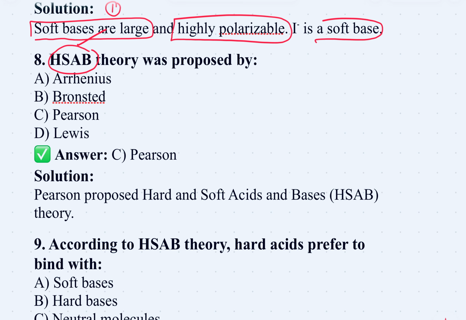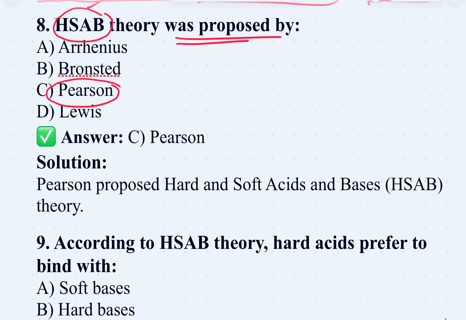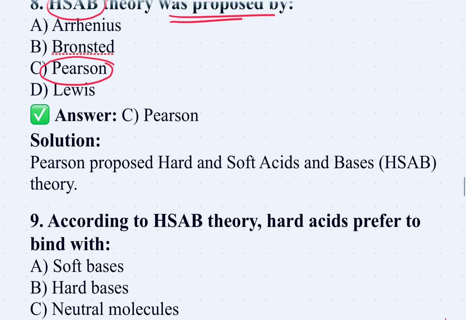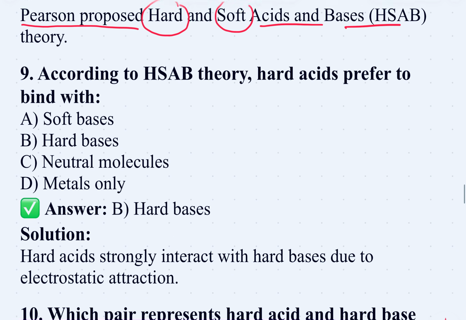HSAB was proposed by, so here it is a special theory, given by Pearson. HSAB, right? Hard, soft, acid base theory. Hard, soft, acid base theory. Okay. See what is this? Pearson proposed hard, soft, acid base theory. Okay. That is Pearson. Next one.